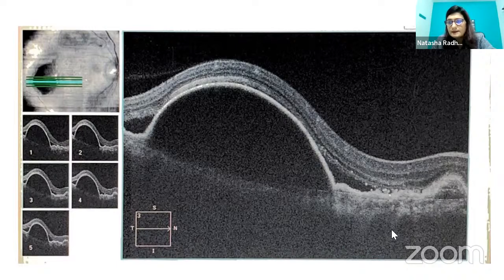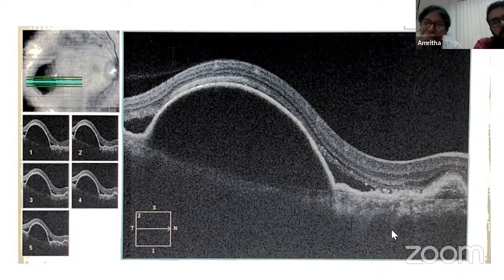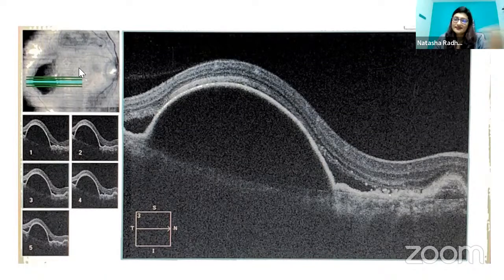Dr. Gopal, anything? Why is it that ICG gives more clarity through blood? You talked about that. Netra answered very well. What should you think of? What is the basic difference between the two? Infrared light will penetrate better through melanin and xanthophylls. Correct. Excellent. So the wavelength is different, isn't it?